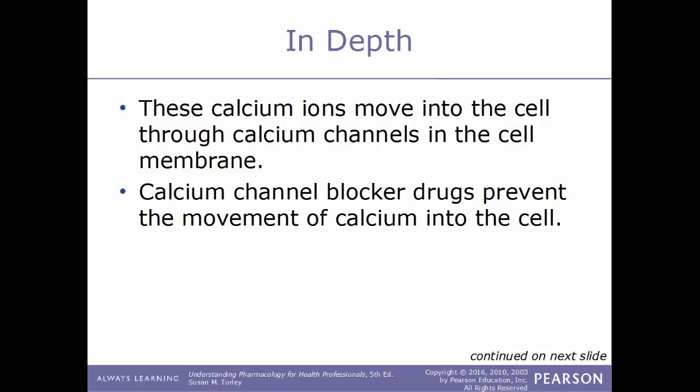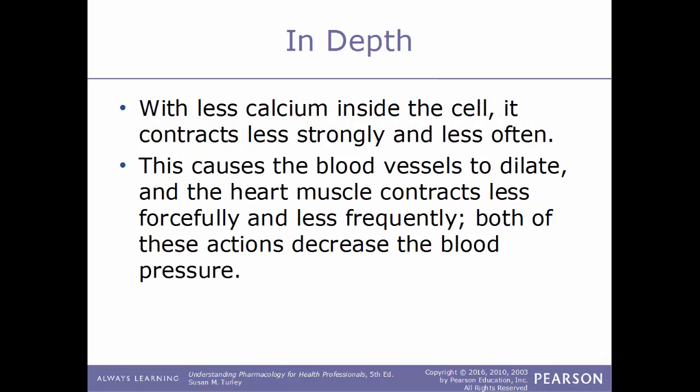Calcium channel blocker drugs prevent the movement of this calcium into the cell. With less calcium inside of the cell, it contracts less strongly and also less often. This causes the blood vessels to dilate, and the heart muscle will contract less forcefully and less frequently. Both of these actions will end up decreasing blood pressure.